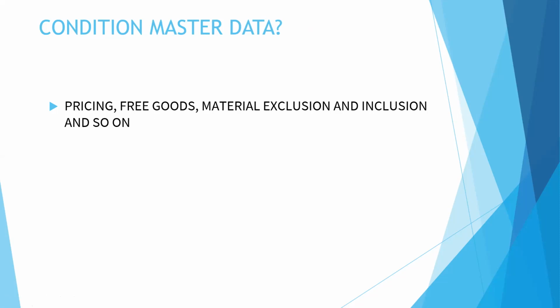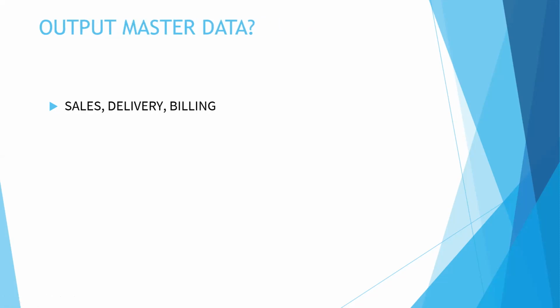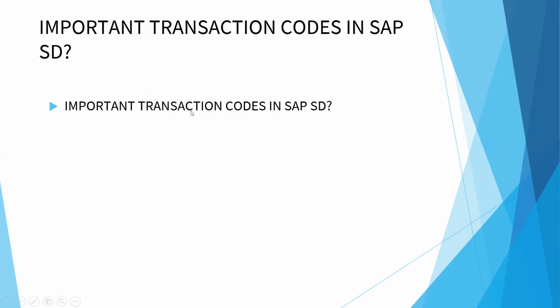So conditions, as I told, are pricing, free goods, these are the terms, different exclusion and inclusion, that we are going to explain to you. So output, sales related output, delivery, pick list, billing, and all these things. I will explain you all these things. So till here, I would like to conclude the introduction for this.